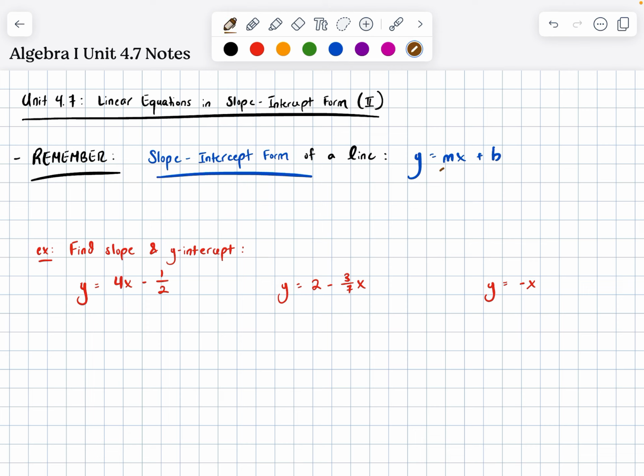mx plus b. So important things to notice here, the y value is by itself. In other words, it's isolated. I've solved for y. m, of course, is going to be the slope of our line. So the coefficient of x when y is isolated gives us our slope. And then this plus b over here we identify as our y-intercept.